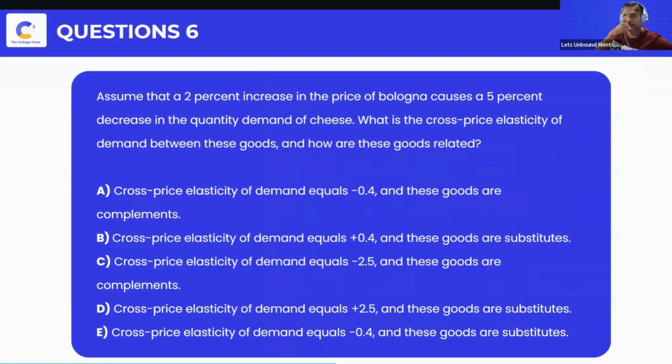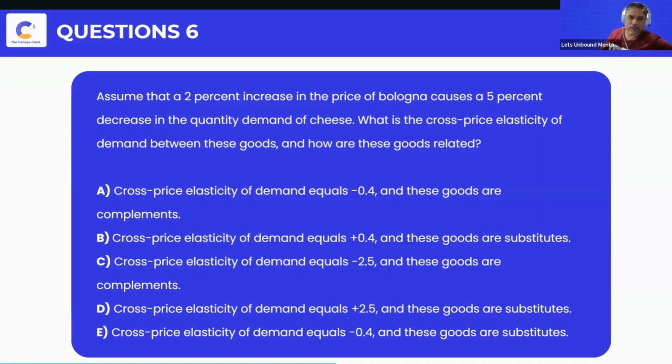Moving on, assume that a 2% increase in the price of bologna causes a 5% decrease in the quantity demanded of cheese. So what is the cross price elasticity of demand between these goods, and how are these goods related? Okay, so we can see that the cross price elasticity refers to a change in one commodity and then a corresponding change in the other commodity because of that.